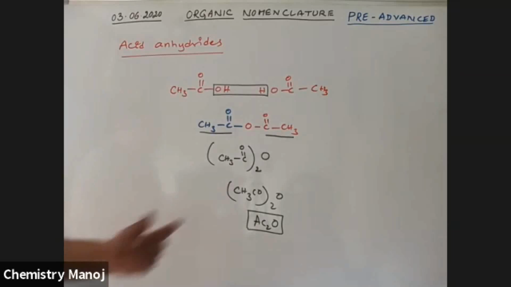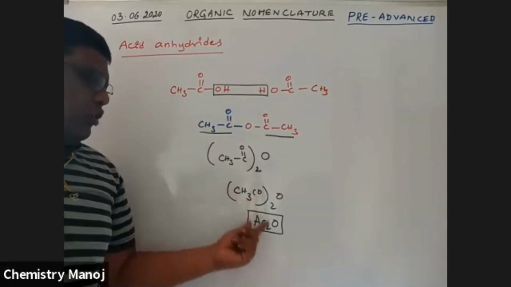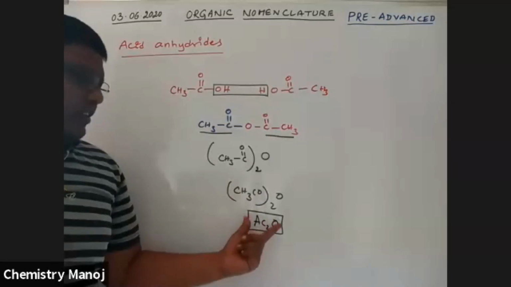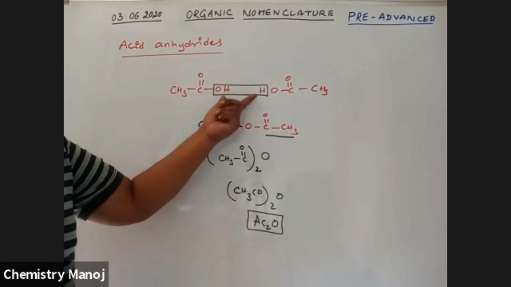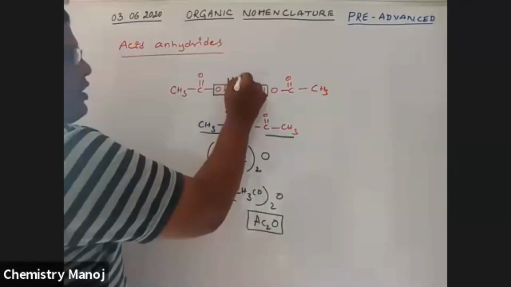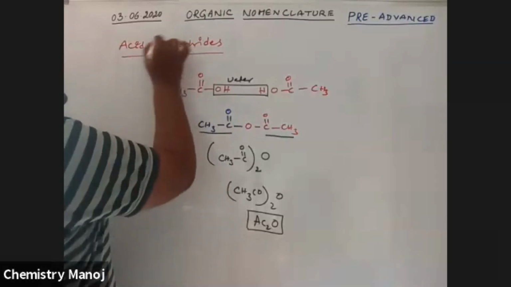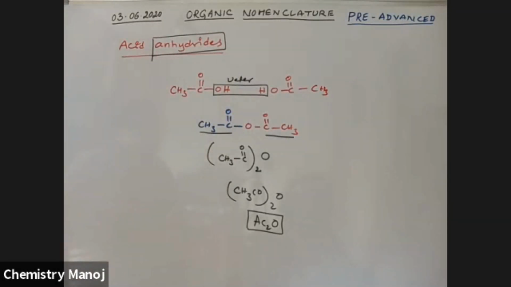Ac means acetyl group. CH3CO group is commonly called the acetyl group. That acetyl group is symbolized as Ac. So any substance which is obtained by the loss of water, HOH, is nothing but water loss. Loss of water is considered as anhydrides.